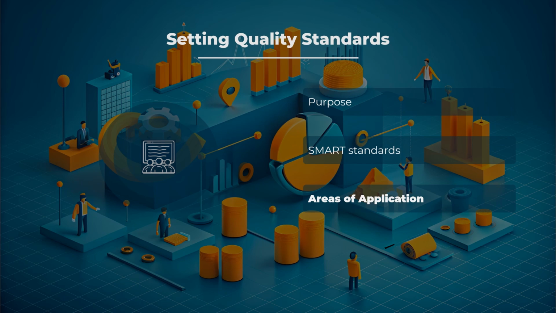Product quality. Ensuring that the final deliverables meet the required specifications and performance criteria. Process quality. Maintaining high standards in the processes used to develop the project deliverables. Compliance. Adhering to regulatory, legal, and industry standards.